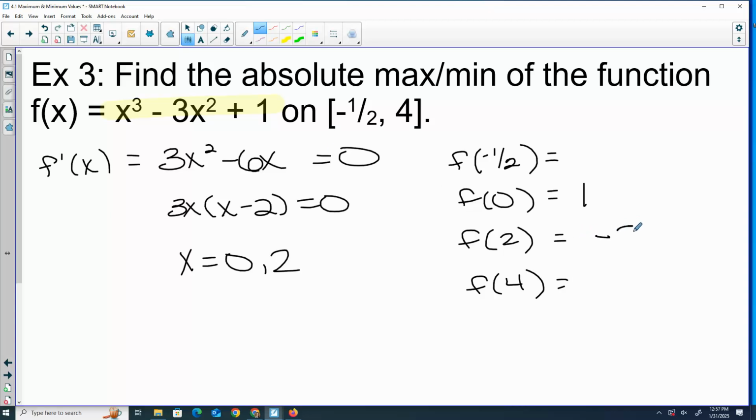Two is -3. Somebody do -1 now. Yeah, 0.125 or 1/8. Okay, so what's my absolute max? 17. Yep, so f of 4 equals 17 is my absolute max. What's my absolute min? 0.125? Or no, -3 is. So I got my absolute max and absolute min.